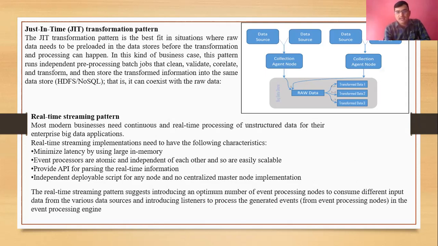Already, multiple data sources are collected by agent nodes, and this raw data will be sent. After the operations, transform data 1, transform data 2, transform data 3, these three operations are performed, and after that the data will be loaded to the data stores.